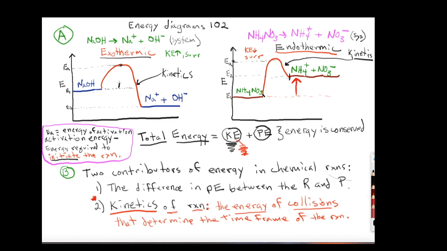So the E sub A would be drawn off of this line to this point, all right, for this reaction. And the E sub A in this reaction is going to go from here to there.